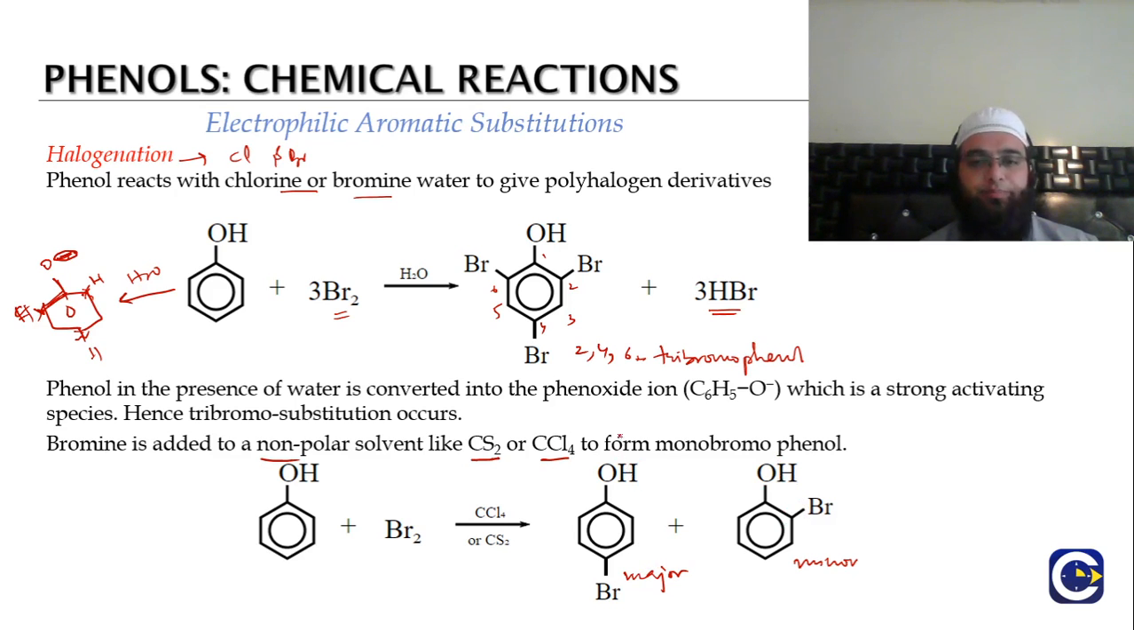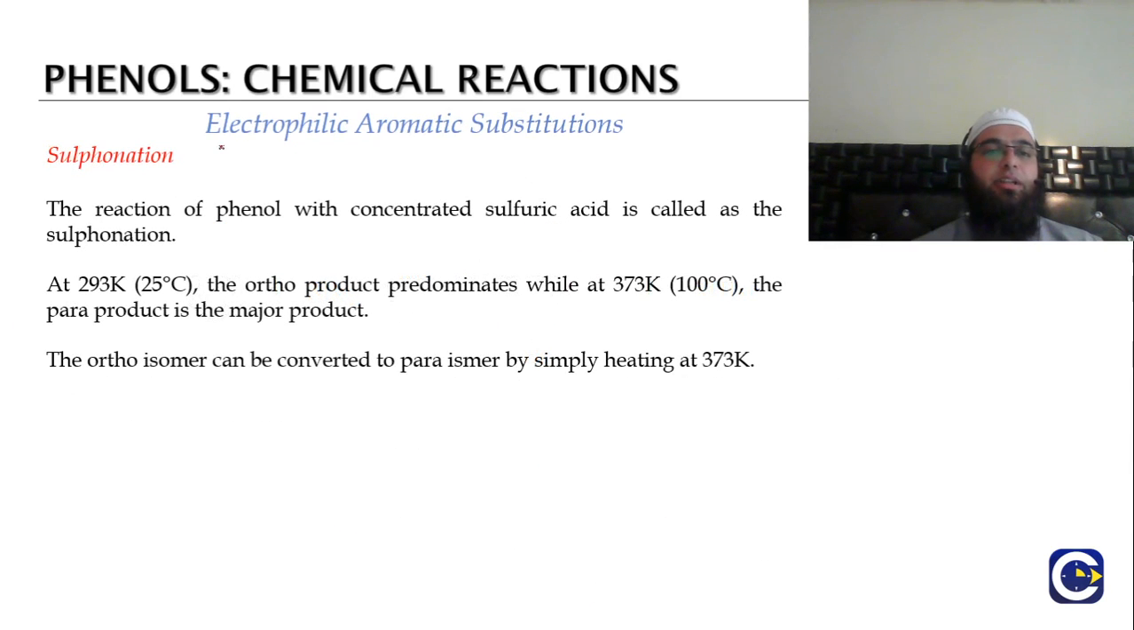Therefore the ortho product will be a minor product of the reaction, and the para product will be the major product. Next we'll be discussing sulfonation, which is the reaction of phenol with sulfuric acid. When we add phenol to concentrated sulfuric acid, we get para and ortho sulfonic acids. So we get two products: one is the para phenol sulfonic acid, and one is the ortho phenol sulfonic acid. If we perform this reaction at low temperature, then the ortho product is the major product, and if we perform this reaction at high temperature, then the para product will be the major product.